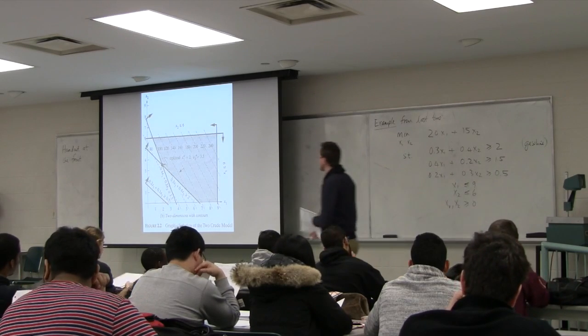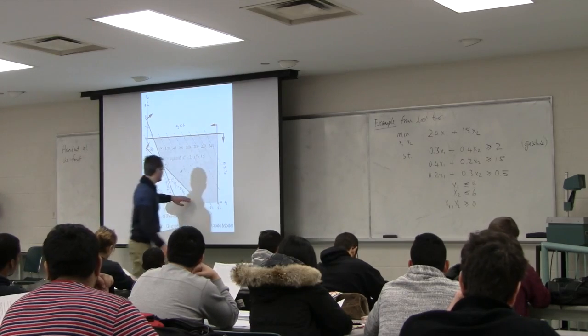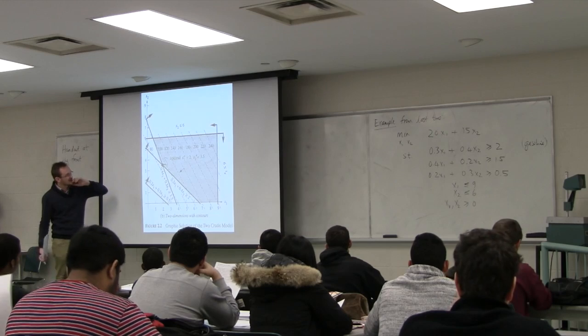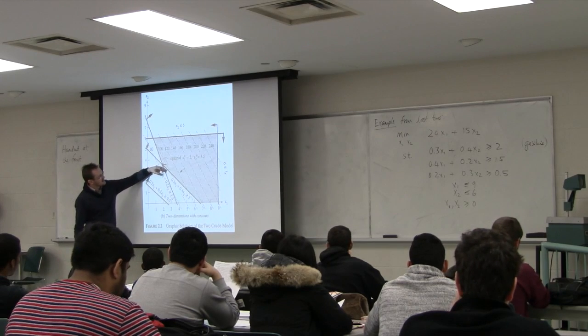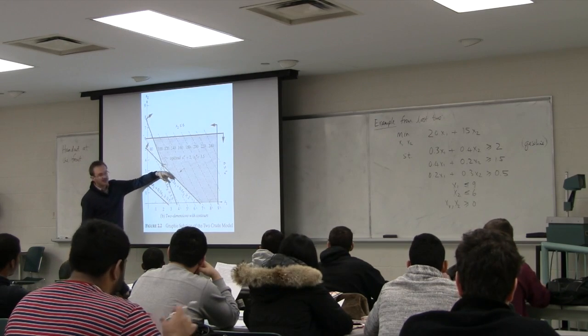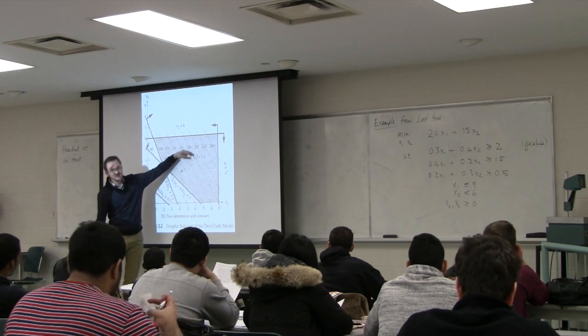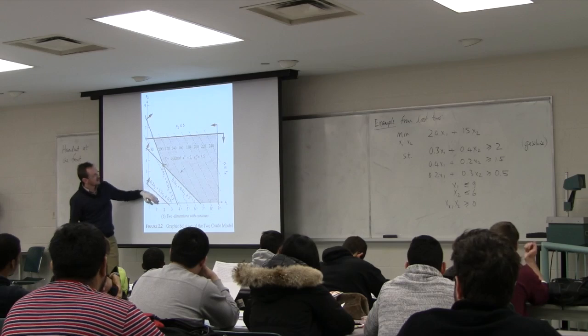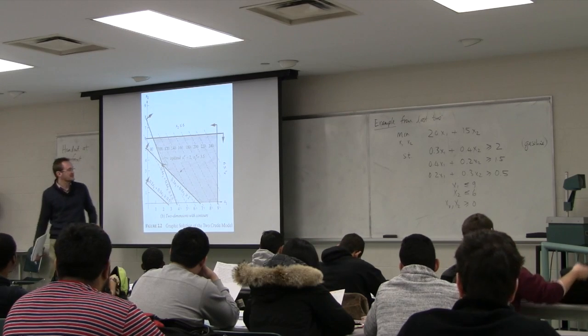And for 0.3x1 plus 0.4x2 greater than 2, you can find the equation of that line. That's straightforward. We don't need to do that. And recognize then that the constraint requires that if we're feasible, we're on this side of the line. So that would be the direction of greater than 2. If we're on this side of the line, that's the opposite of the constraint.